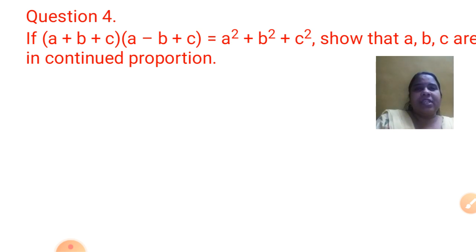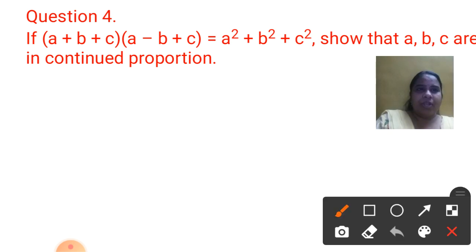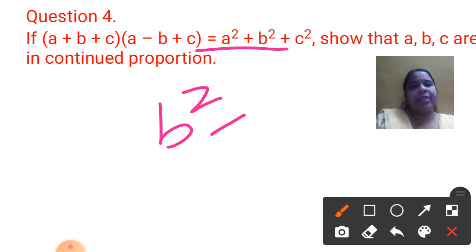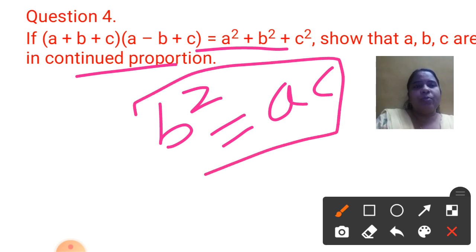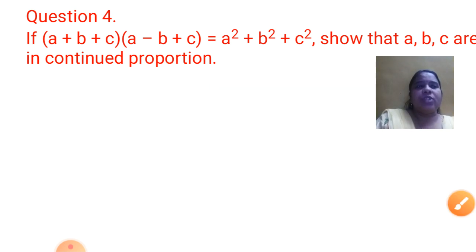(a plus b plus c) into (a minus b plus c) is equal to a square plus b square plus c square. This is what is given. What do you need to show? a, b, c are in continued proportion. In short, I need to show that b square is equal to ac. They have not given it directly; instead they have given this statement. It is to be understood by you that we need to prove b square is equal to ac. Okay, now what? From where to start this?